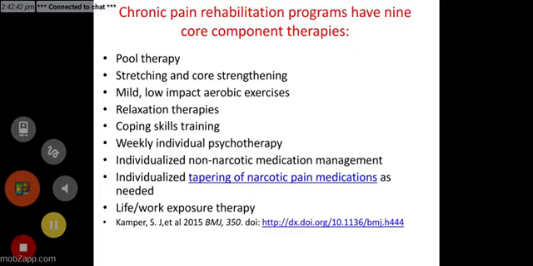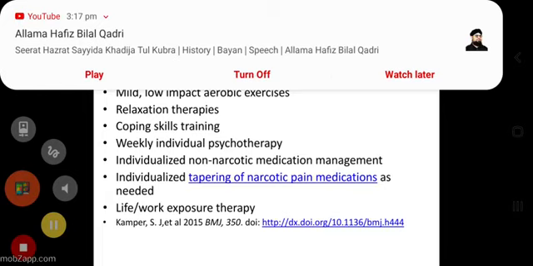And there is also life work exposure therapy. Sometimes you feel that the boss is very strict, or you don't get that kind of respect or salary. So, this therapy is given to the patient so that they understand and cope with the work exposure, this one environment. So, that is very important.